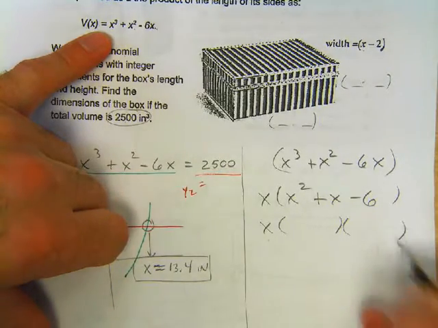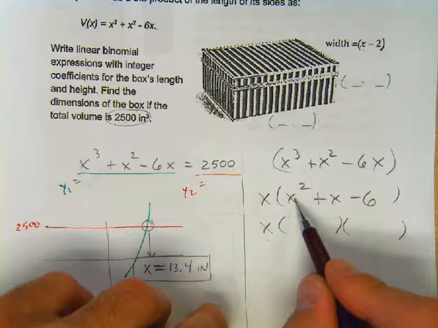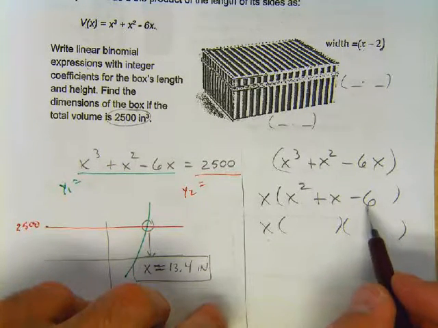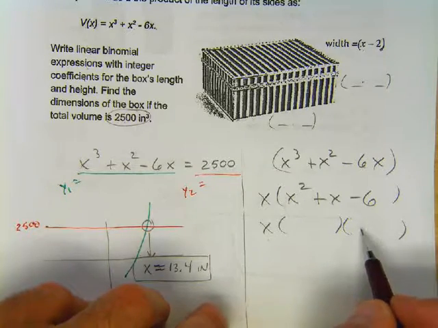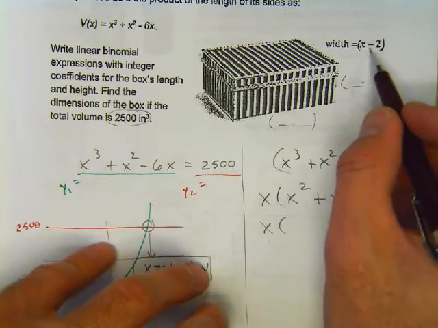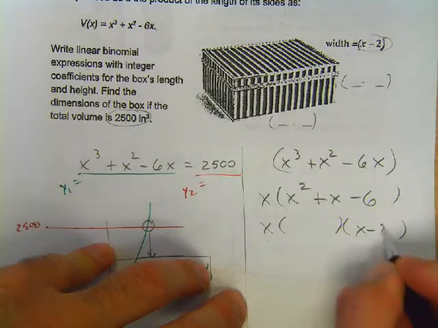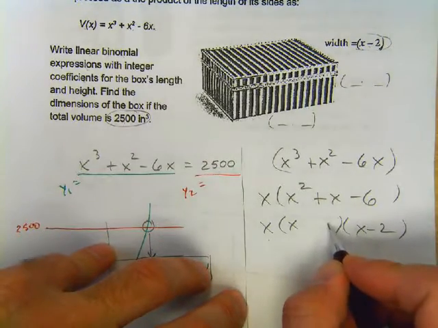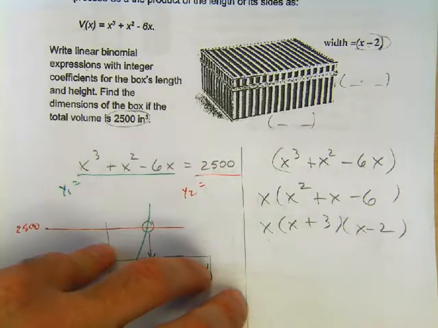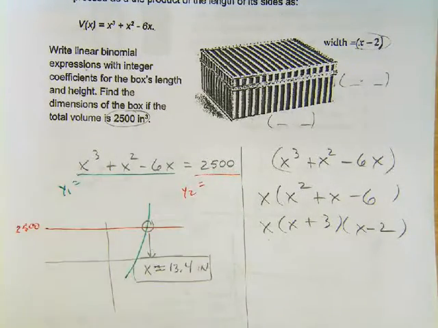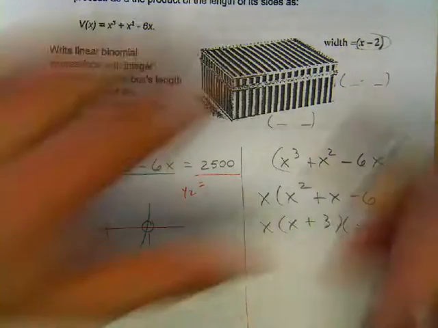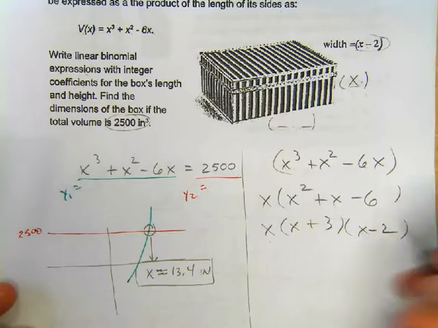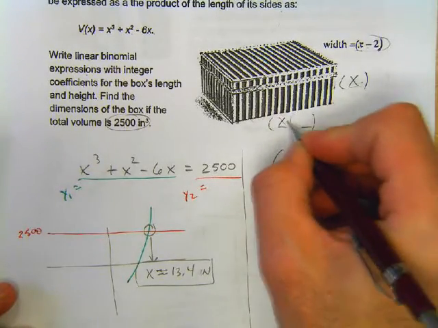And then this quadratic trinomial should be able to be factored into two linear binomials, and one of them should be this width, x minus 2. So what would the other one have to be? x plus 3. Okay. So now we know that on this box, one of the dimensions is x, and then the other one is x plus 3, and so we just need to figure them out.